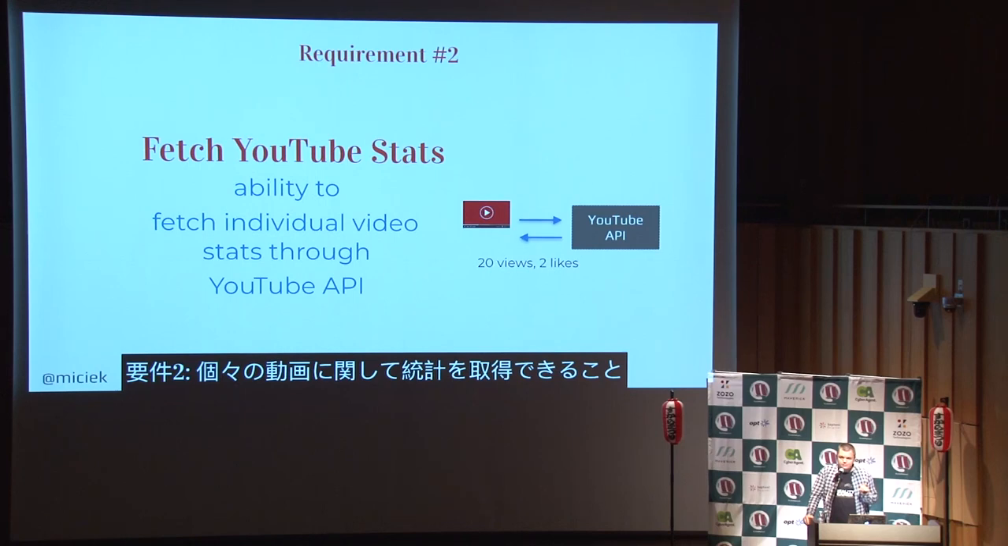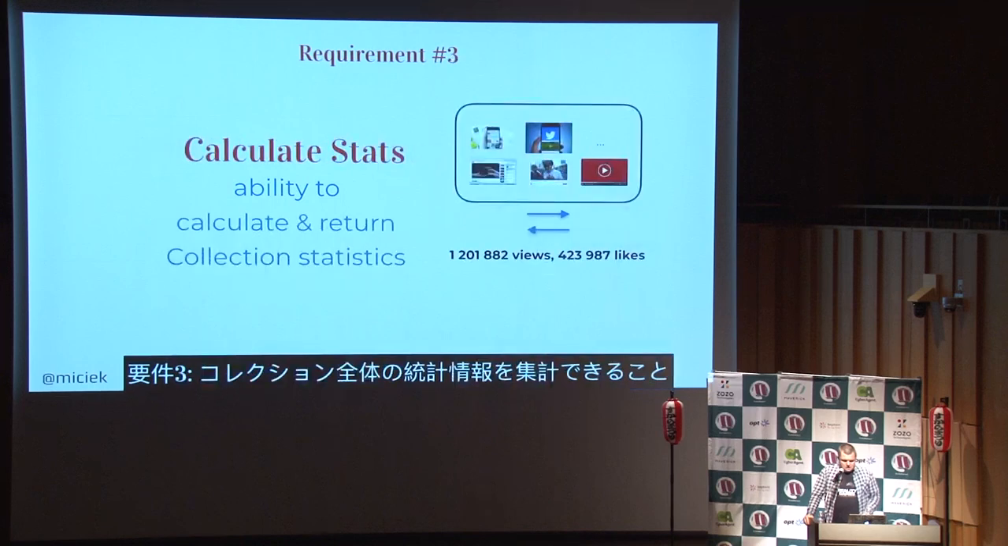The second requirement is that for each of those videos in the collection, our service needs to be able to fetch all the statistics for each individual video from the YouTube API. And the third, the last requirement, is that we have all those statistics for each individual video, and we need to just sum those things up. So total likes, total views, all the statistics, and return them to the user.